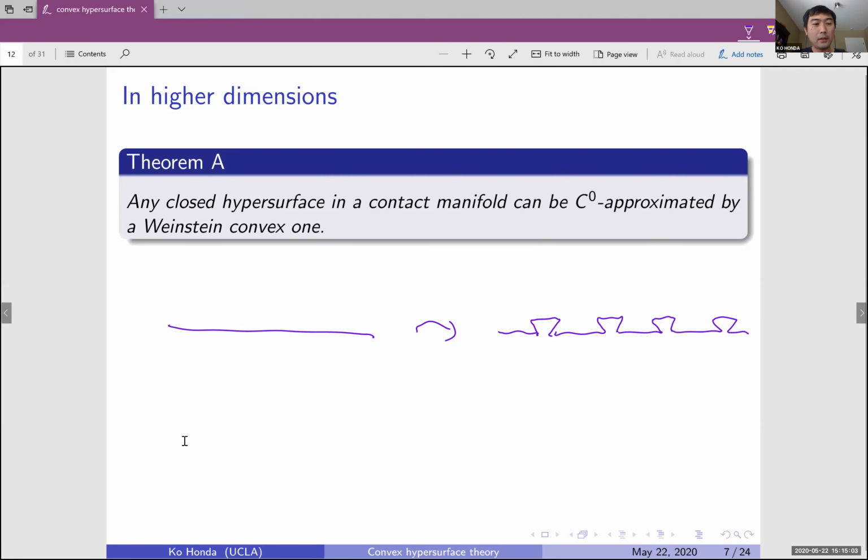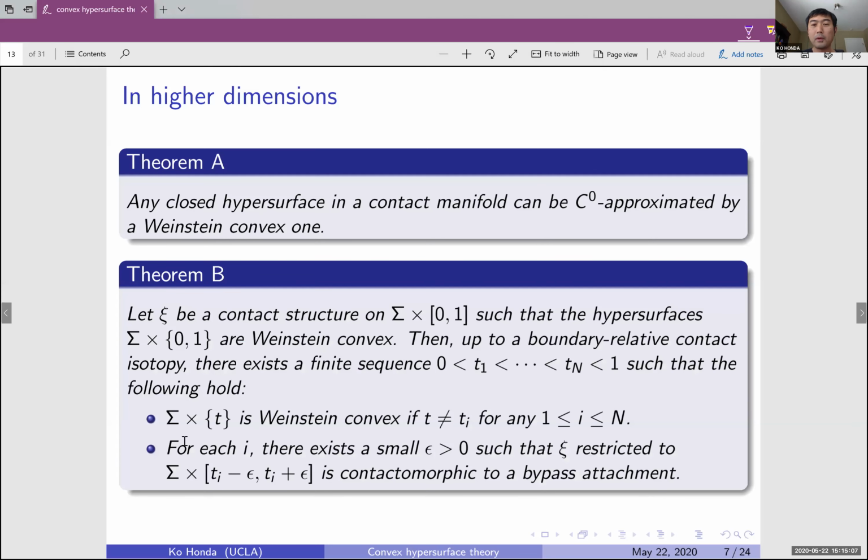Okay, and then theorem B says the following. Suppose you have a contact structure xi on sigma cross [0,1], such that the hypersurfaces sigma cross 0 and sigma cross 1 are Weinstein convex. Then up to a boundary relative contact isotopy, so I think you don't want to do anything about the boundary, you just want to keep the contact structure the same. And you can either isotope the surfaces, or you can isotope xi. I don't know which I did here. I guess I'm isotoping xi, right? Then there exists a finite sequence, T1 through Tn, such that the following hold. You know that sigma cross T is Weinstein convex for all T not equal to Ti. And for each i, there exists a small neighborhood, such that xi restricted to this neighborhood is contactomorphic to a bypass attachment.